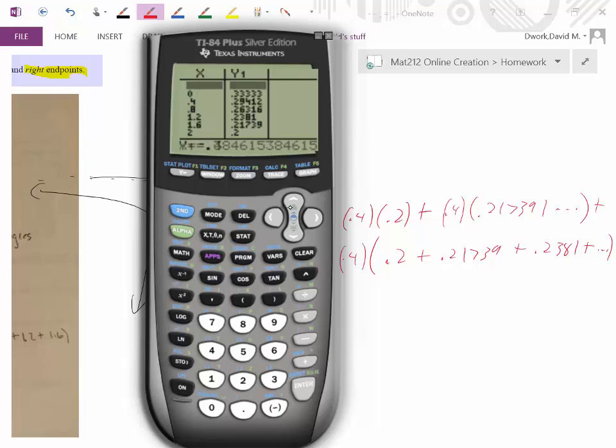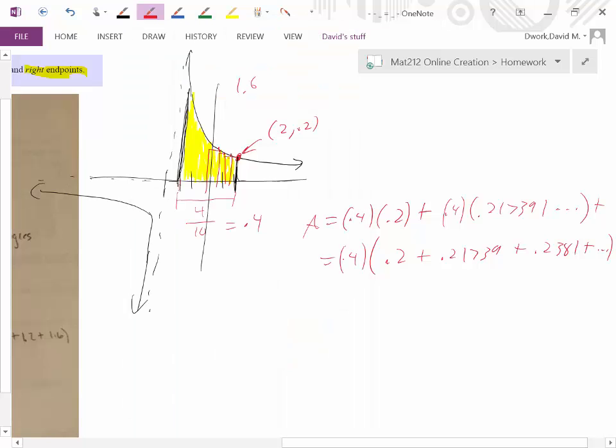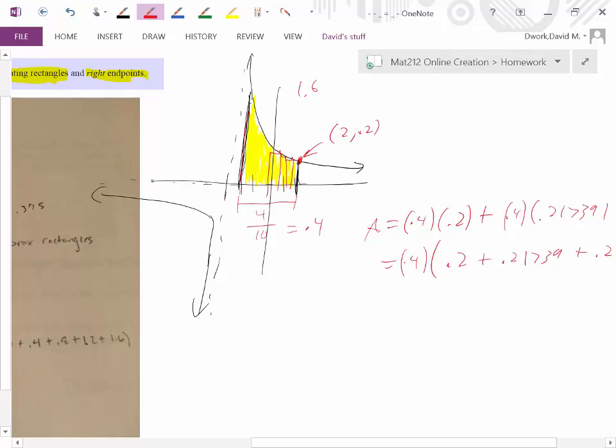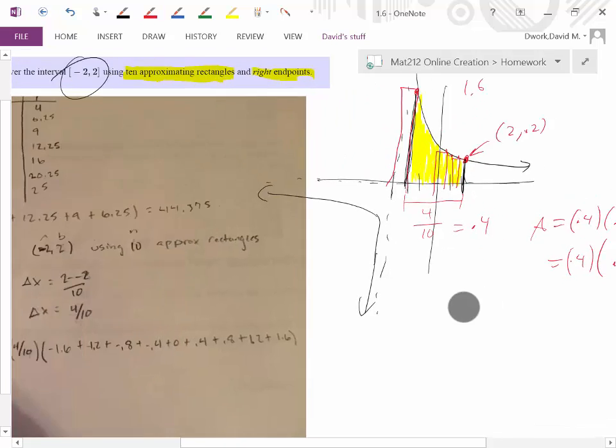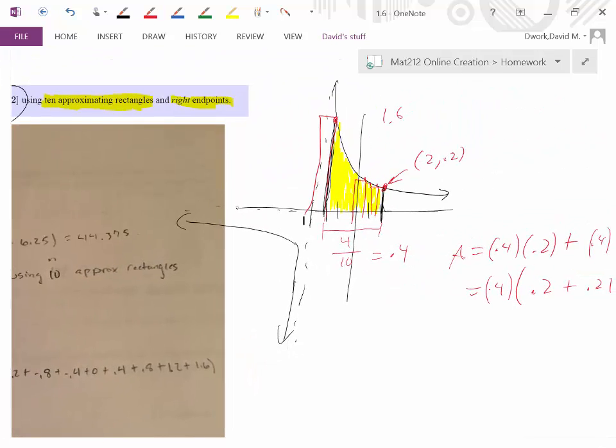Make sure you do not include the rectangle at -2, because if you did, you'd be going 0.4 over this way. That's not under the curve. That's the wrong way. With a right approximation, we need to start on the right and do 10 rectangles that way. Then the next part of the question asks you to do left approximating rectangles.